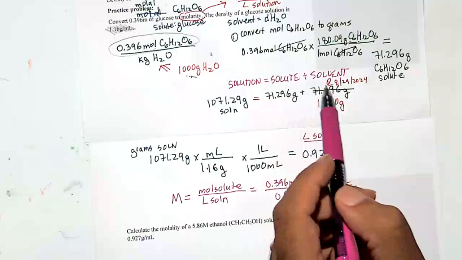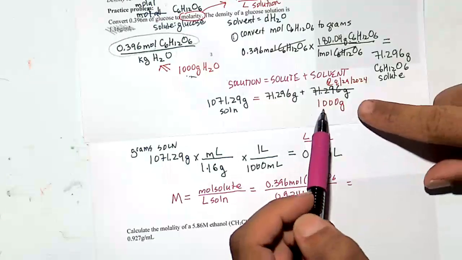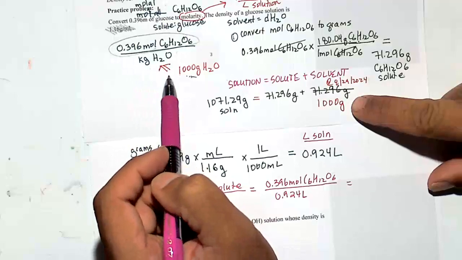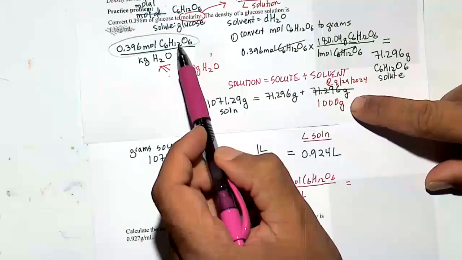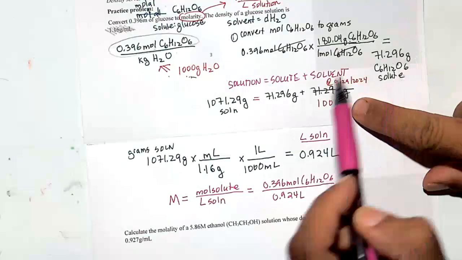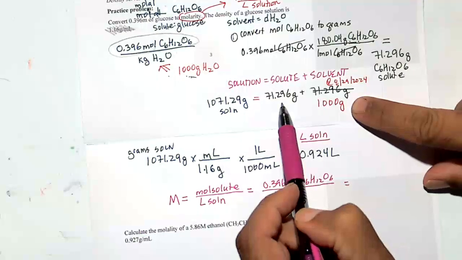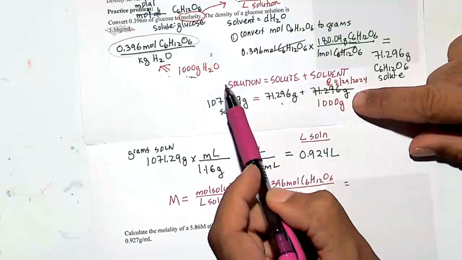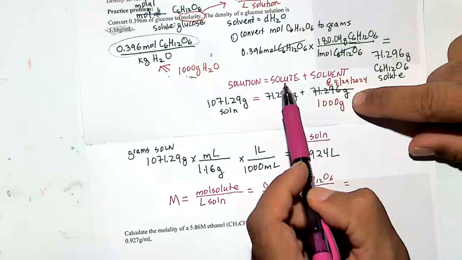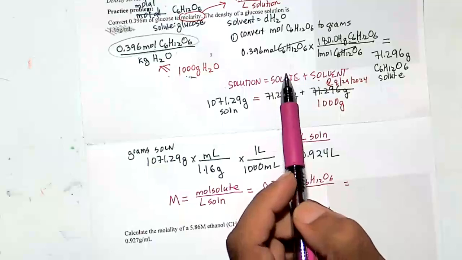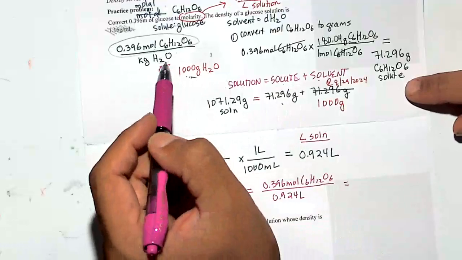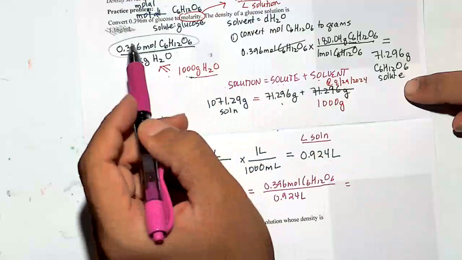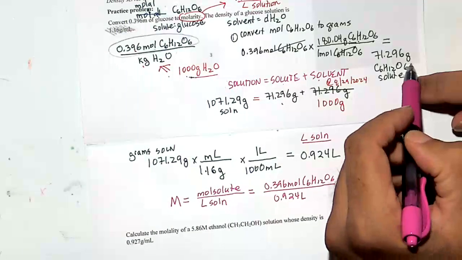A solution is solute plus solvent. We have 1,000 grams of solvent. 1 kilogram is 1,000 grams. And then we took these moles and converted it to grams, which is the grams of solute. Where did we get the 1071.2? We added them, because the grams of solution is equal to the grams of solute plus the grams of solvent. So the grams of solvent is 1,000 grams. The grams of solute we get by converting this to grams.